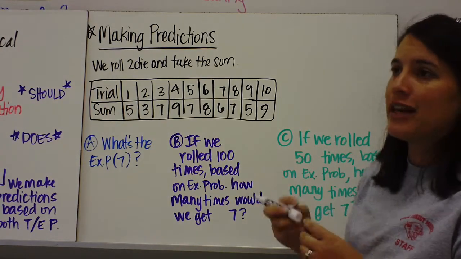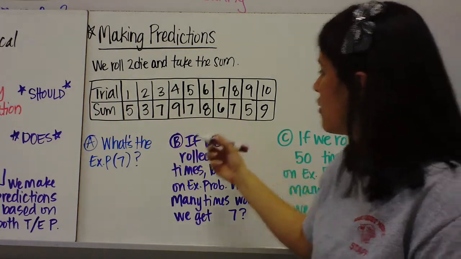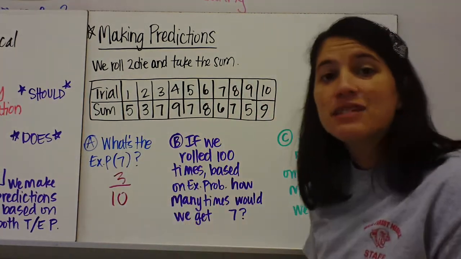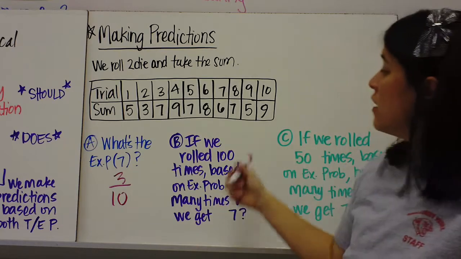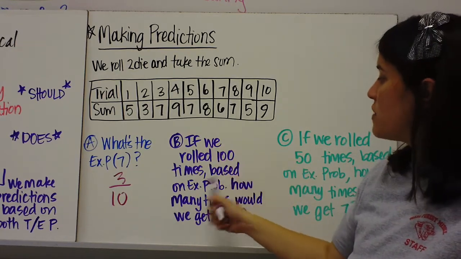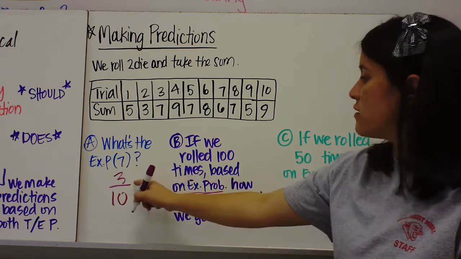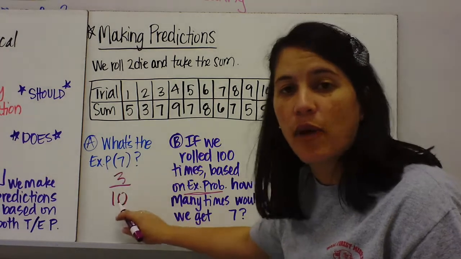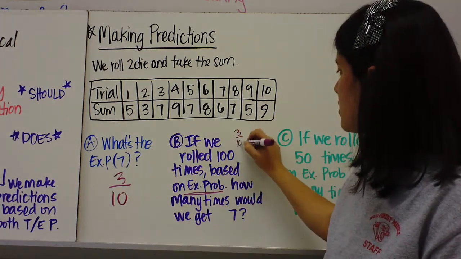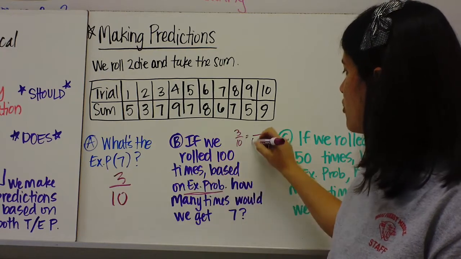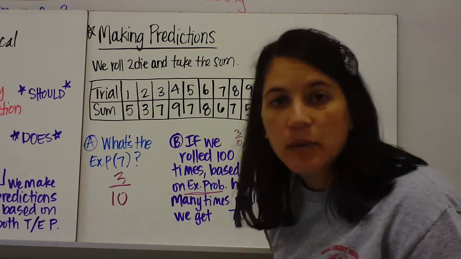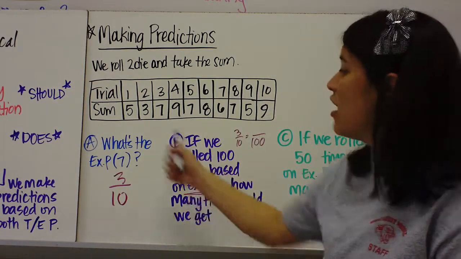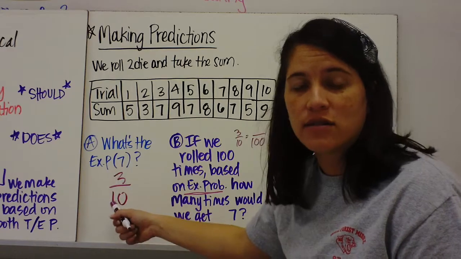So for my experimental probability, how many times did I get a 7? 3 out of 10. All right, that's my experimental probability, 3/10. Letter B. If we rolled 100 times based on experimental probability, how many times would you get a 7? Based on my experimental probability of 3/10, I want to roll it 100 times. You can set up a proportion and solve it, or you can do this mentally in your head if you'd like. But I have to use this 3/10.